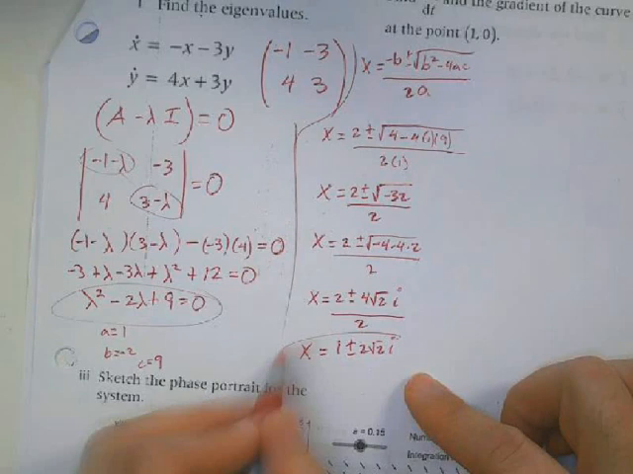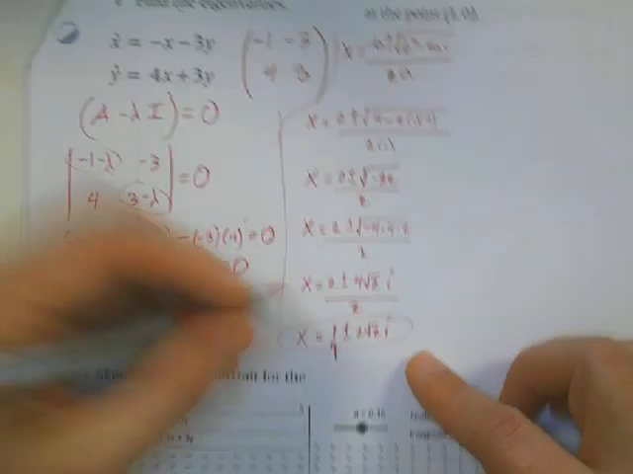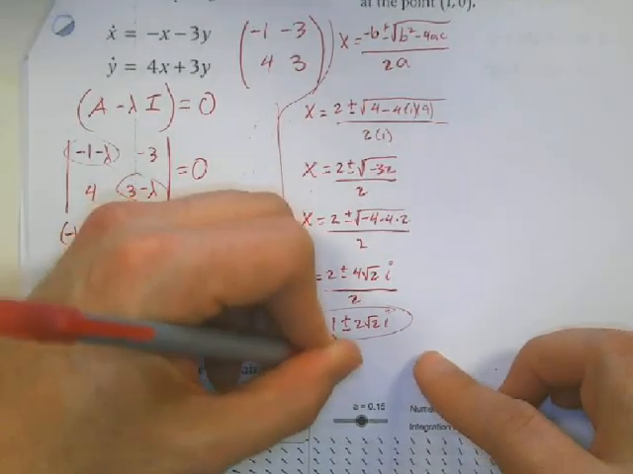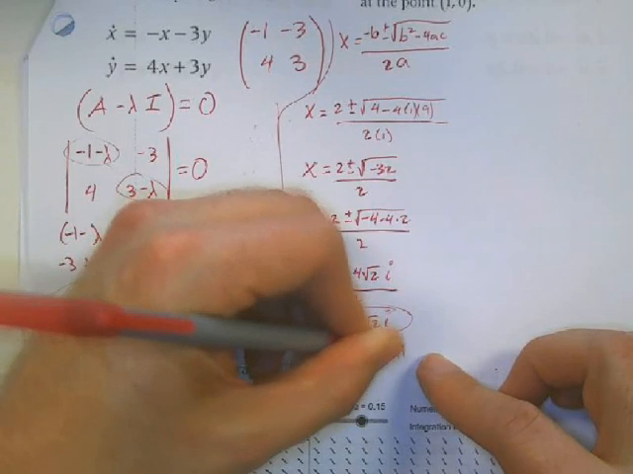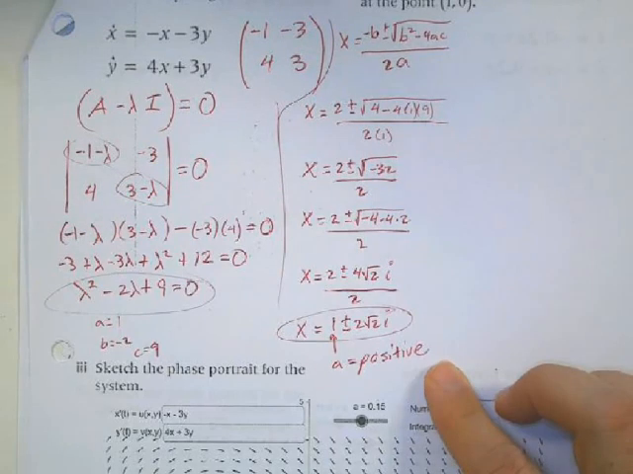So this is the part that we need. And we know that a is positive for my eigenvalues. These are my eigenvalues.